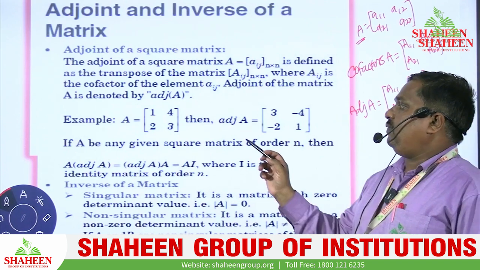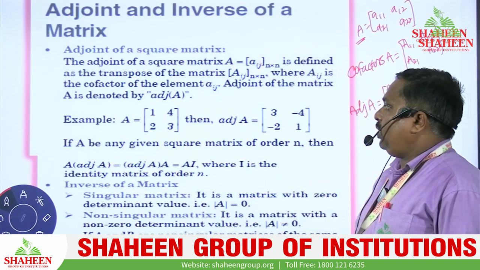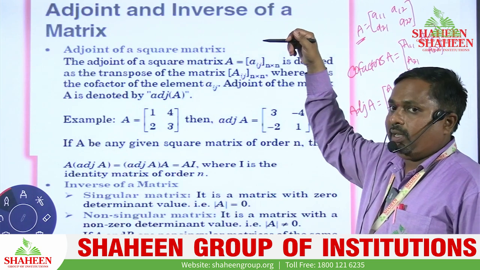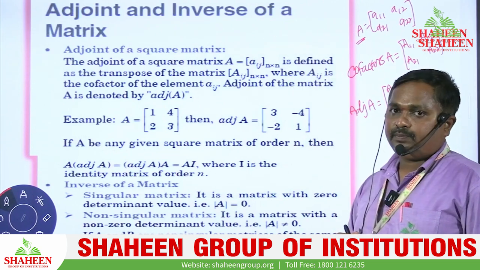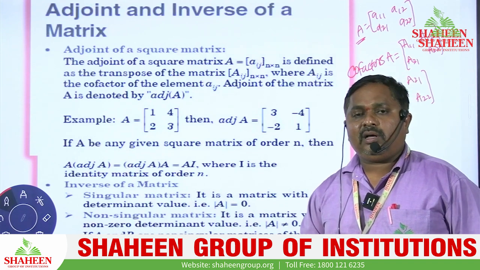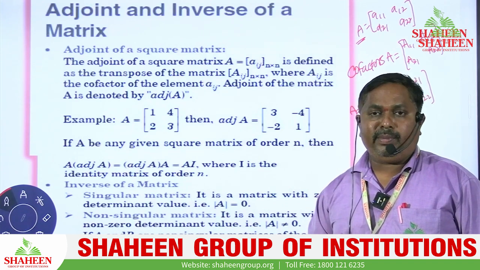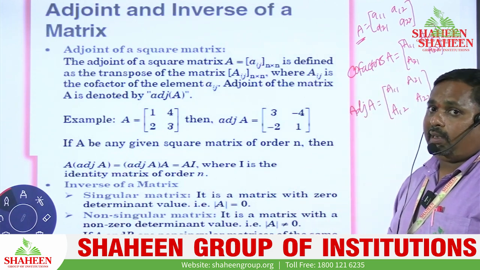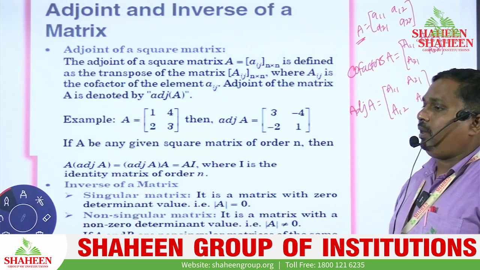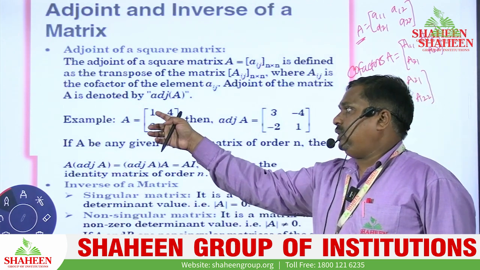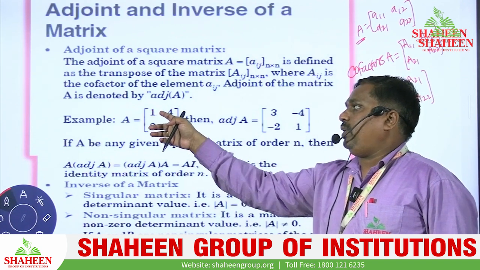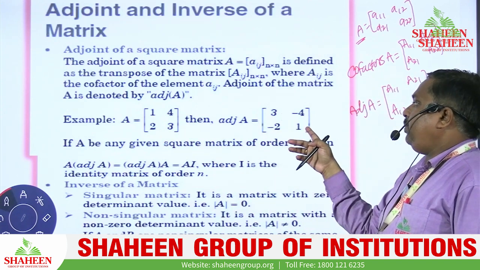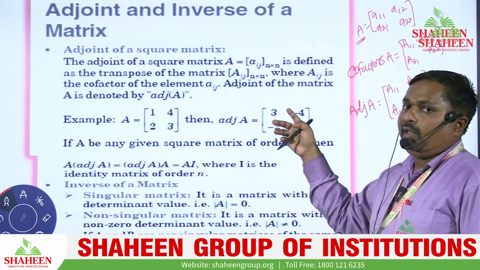For example, we have a square matrix A equal to [1, 4; 2, 3]. Then adjoint of A we will get by finding the cofactor matrix first and taking its transpose. We have one shortcut method of finding the adjoint of a matrix of order 2 into 2. I will tell you how to write directly the adjoint of the square matrix A. Now the principal diagonal of A is 1, 3. We interchange the diagonal elements: 1, 3 we write as 3, 1.